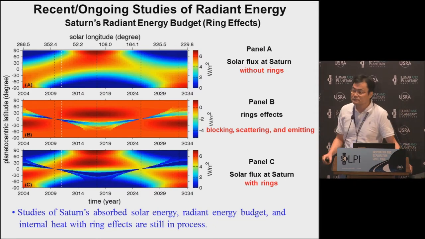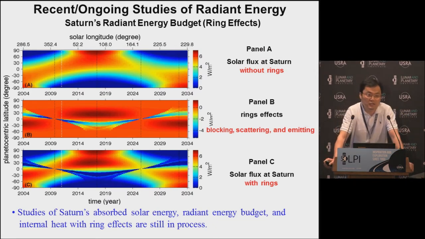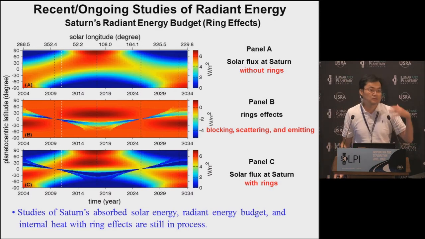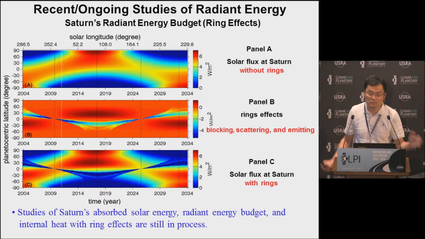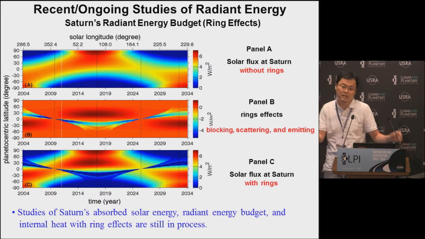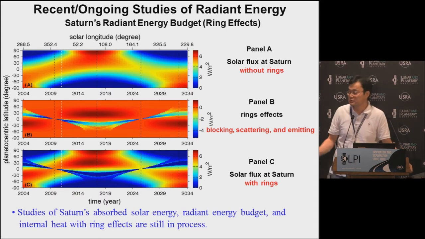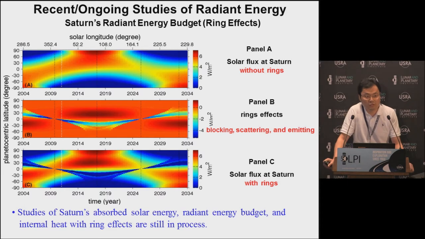Let's move to Saturn. Saturn is much more complicated. Why? Because of the ring effects. The rings can reflect, block, even re-emit radiance, so they make the radiant energy budget very complicated. But anyway, we made some progress. Here, you know, we have a very complicated ring model.